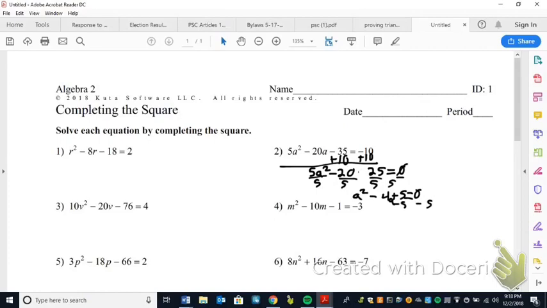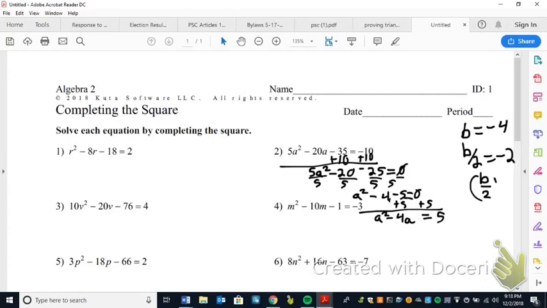So I'm going to subtract 5 from both. Actually, I'm going to add 5 to both sides. So I get a squared minus 4a equals 5. So my b equals negative 4. My b over 2 equals negative 2, which means my b over 2 squared equals 4. Okay?